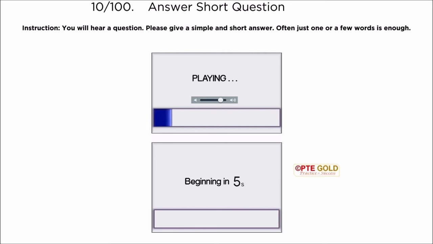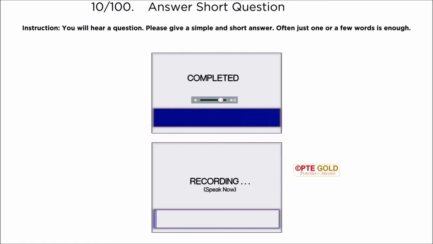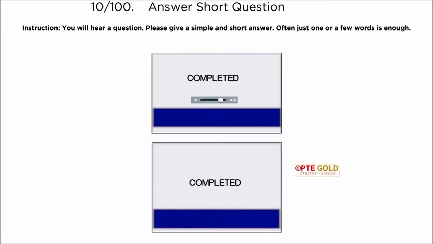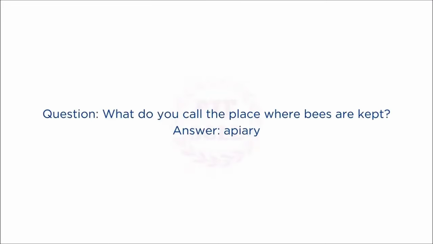What do you call the place where bees are kept? Apiary.